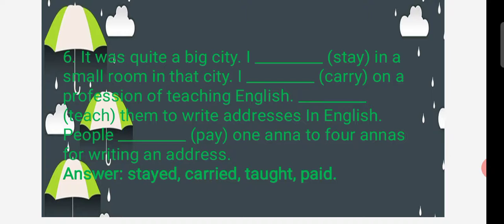The answer is, it was quite a big city. I stayed in a small room in that city. I carried on a profession of teaching English. I taught them to write addresses in English. People paid 1 anna to 4 annas for writing an address.